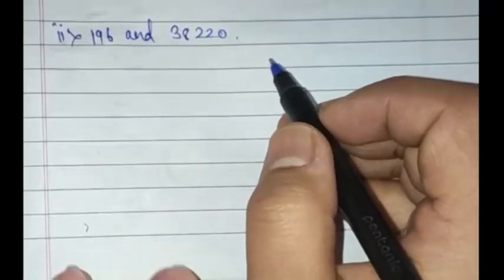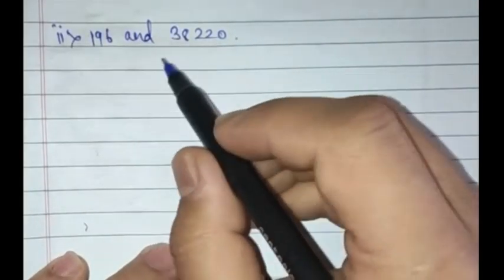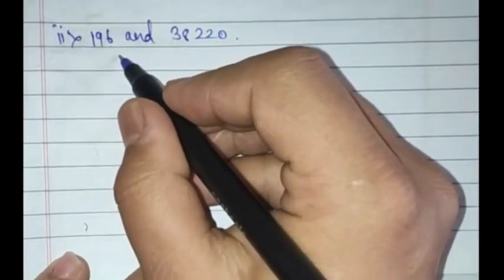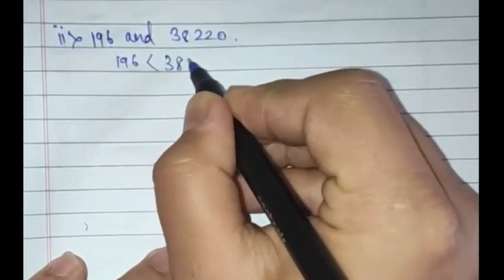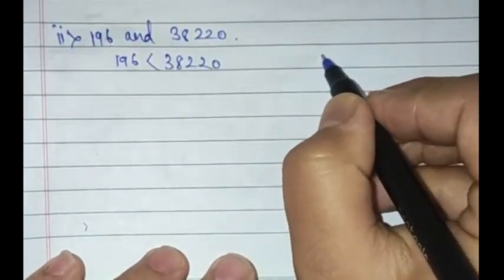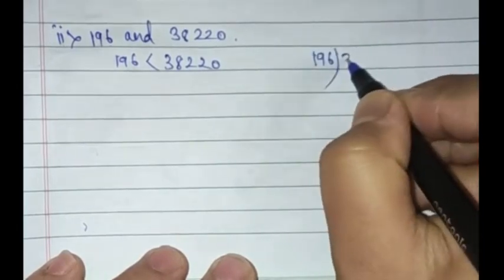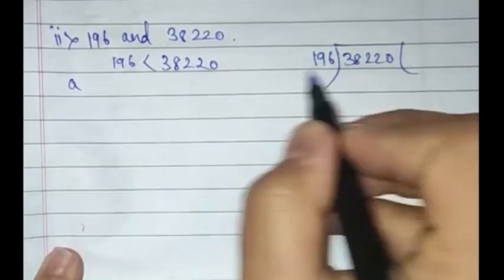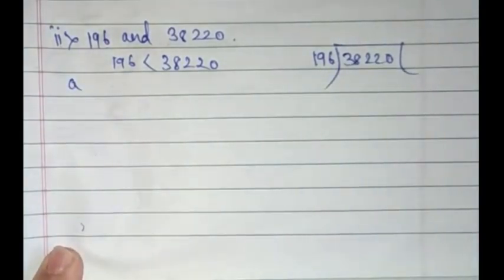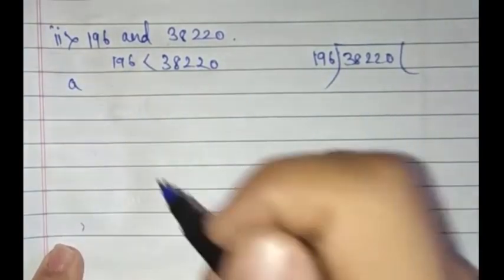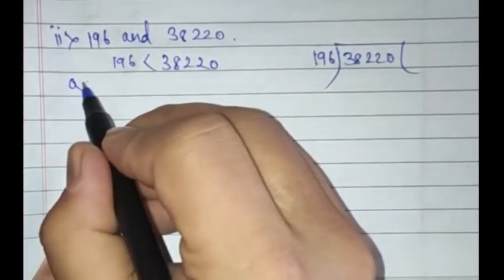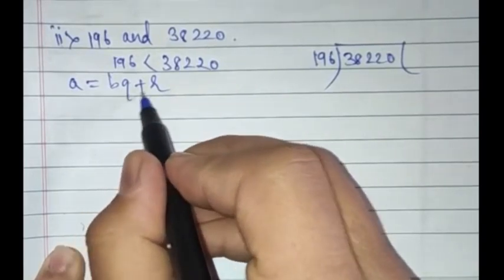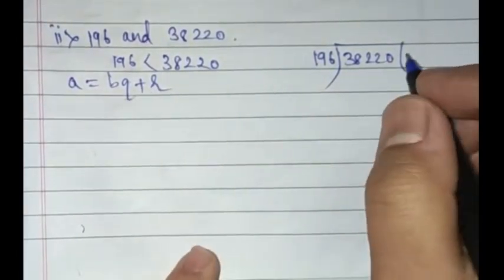So students, this is our number 2 question, that is, to find the HCF of 196 and 38220. Here we know that 196 is very much less than 38220. So our 196 will become the divisor and 38220 will become the dividend. If you have two positive integers, then they should satisfy the condition a equals bq plus r, in which there exist two unique integers q and r.